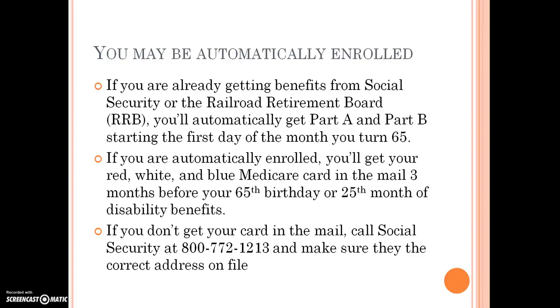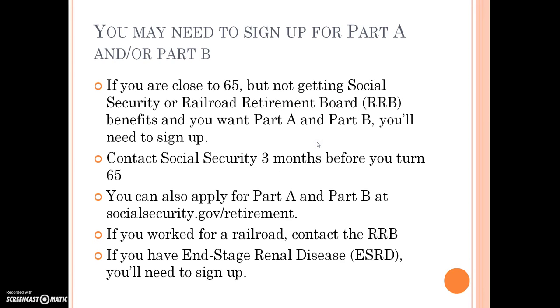Now, if you're close to 65 but not getting Social Security or railroad benefits, and you want Part A and Part B, you will need to sign up. You're going to contact Social Security 3 months before you turn 65. You can also apply for Part A and Part B at socialsecurity.gov/retirement. If you work for a railroad, contact the RRB. If you have end-stage renal disease, ESRD, you'll need to sign up. Contact Social Security to find out when and how to sign up for Part A and Part B.